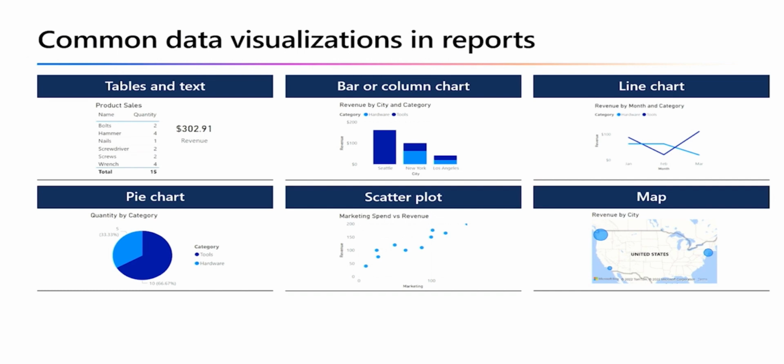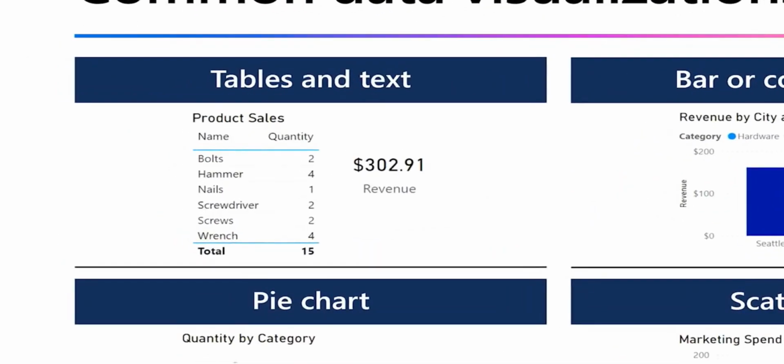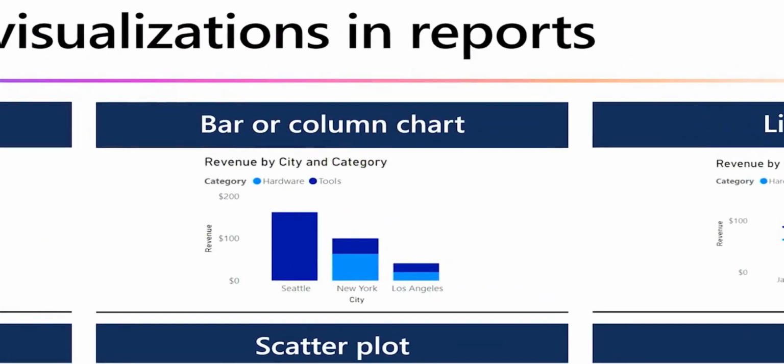Tables and text. Tables and text are often the simplest way to communicate data. Tables are used when numerous related values must be displayed, and individual text values in cards can be a useful way to show important figures or metrics. Then you have bar and column charts. These are a good way to visually compare numerical values for discrete categories.